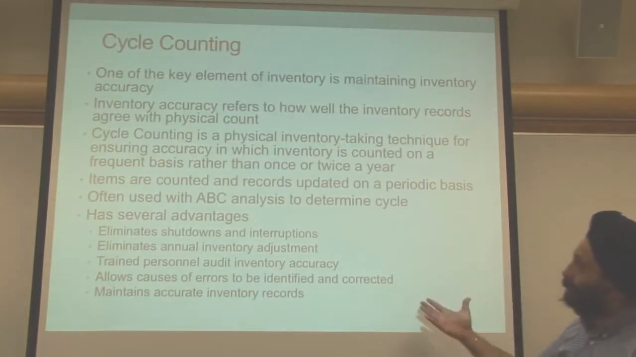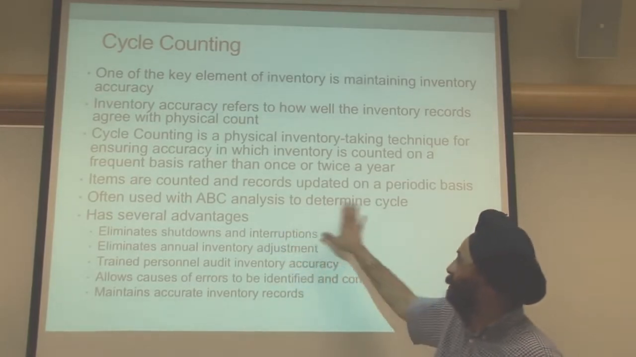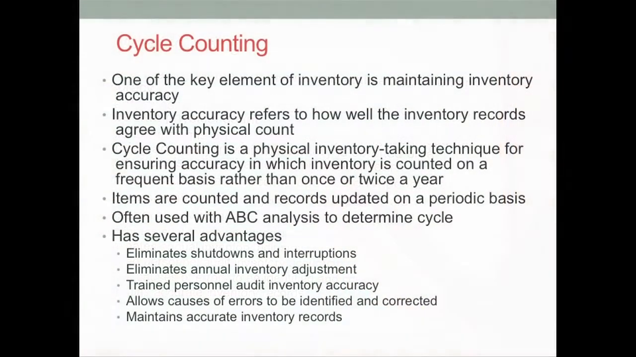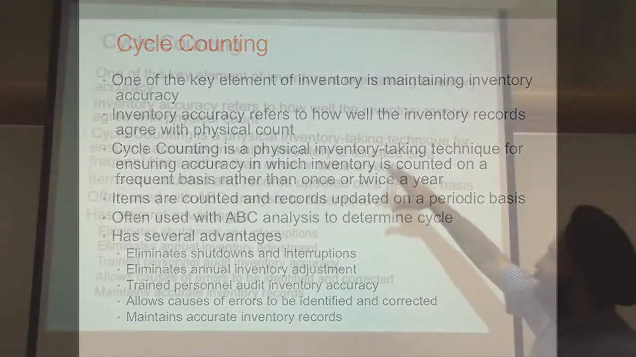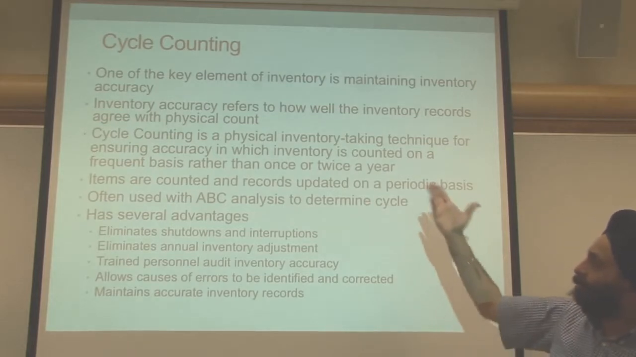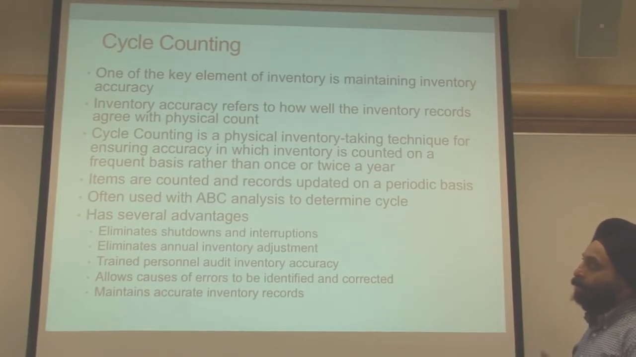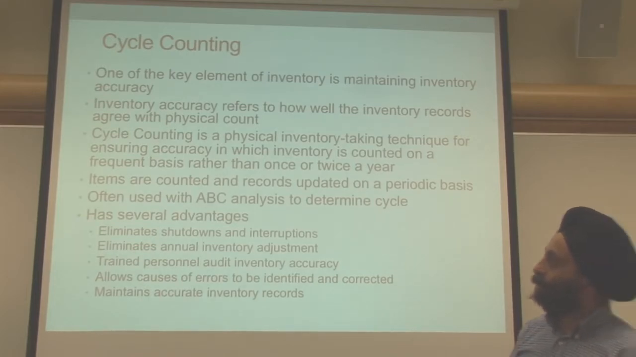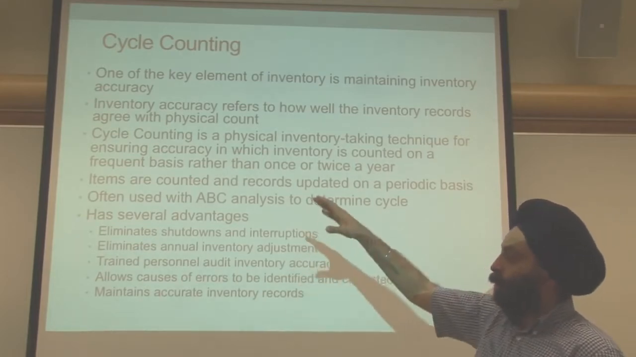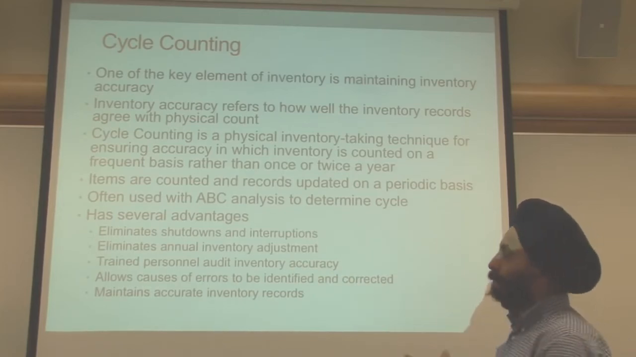Cycle counting is another policy tool that is often used with ABC analysis to determine cycles. So one of the key elements of inventory is to maintain inventory accuracy. So this refers to how well the inventory records agree with physical count. So cycle counting is a physical inventory taking technique for ensuring accuracy in which inventory is counted on a frequent basis rather than once or twice a year. And what you end up doing is you're counting A items more often than B or C items.